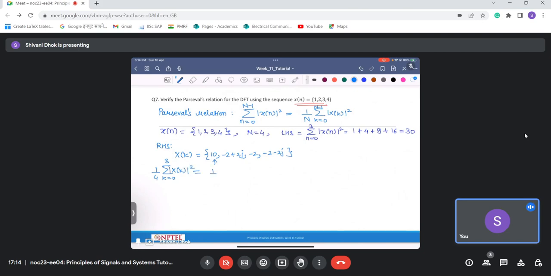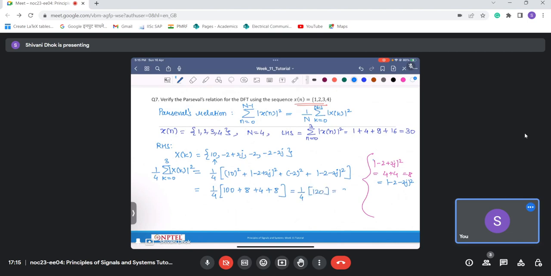Now let us consider 1 by N, which is 4, times the summation k running from 0 to 3 of magnitude Xk square. So this is equal to 1 by 4. Inside the bracket I have 10 square, that is 100, plus magnitude of minus 2 plus 2j square, which is 2 square plus 2 square, 4 plus 4, equal to 8, plus minus 2 square, which is 4, plus magnitude of minus 2 minus 2j square, which comes out to be plus 8. So this is 1 by 4 into 120, which comes out to be equal to 30.